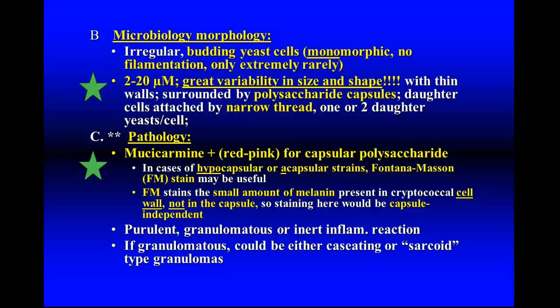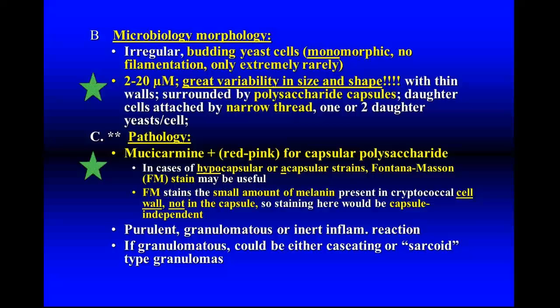What we do see is this huge variability in size, 2 to 20 microns. And huge variability in shape. And I'm going to show you that too. And they have this beautiful polysaccharide capsule that we can then highlight with mucicarmine. And mother and daughter are held by a narrow thread, as was the case with Paracoccidioides. We use a lot of mucicarmine to help us. And you'll get a red coloration because of the capsule.